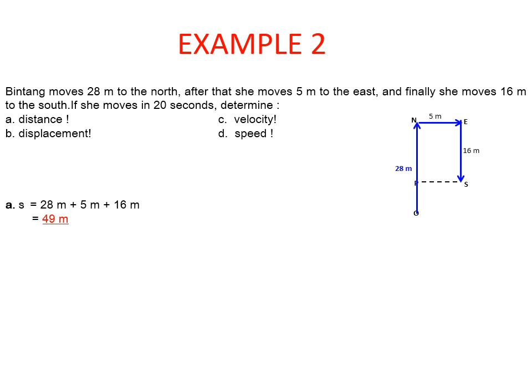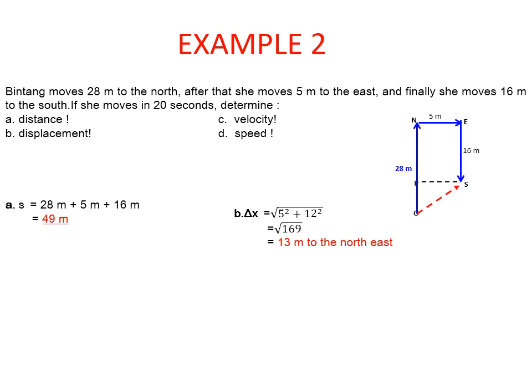And for the displacement, because displacement just depends on the initial position at point O and the final position at point S, displacement is shown by the red arrow. Because of that, the displacement delta x equals the square root of 5 squared plus 12 squared. So delta x equals the square root of 169. So the answer is 13 meters to the northeast.